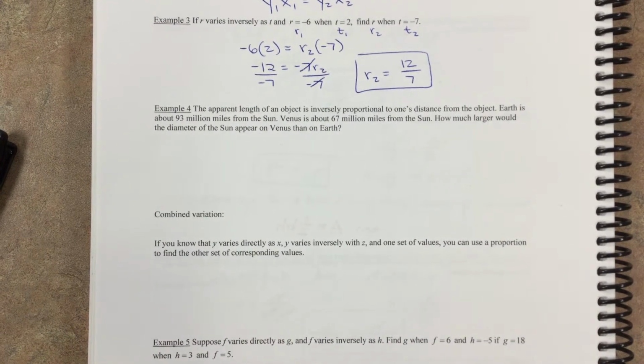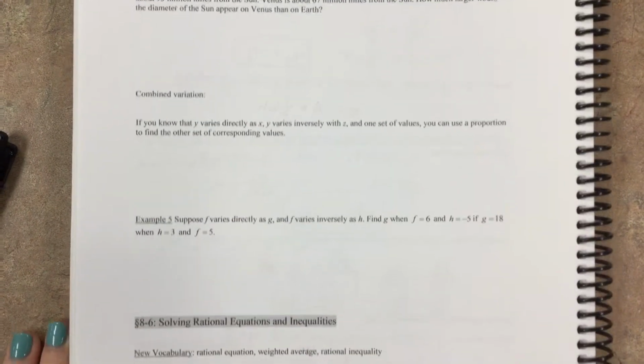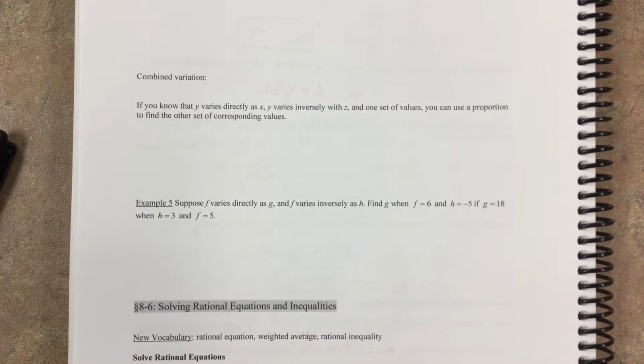All right, we are going to skip over this problem and just stick to the basics. I'm sure you're okay with that. Our last one is combined variation. All right, so combined variation, that occurs when you've got some sort of combination of direct variation and inverse variation.